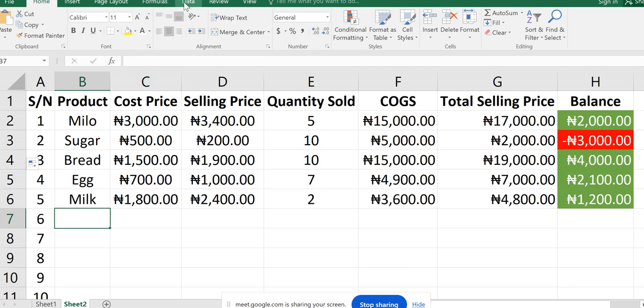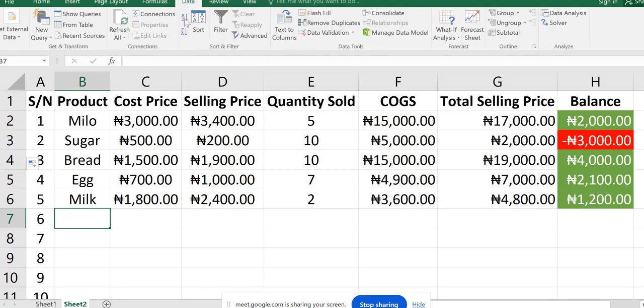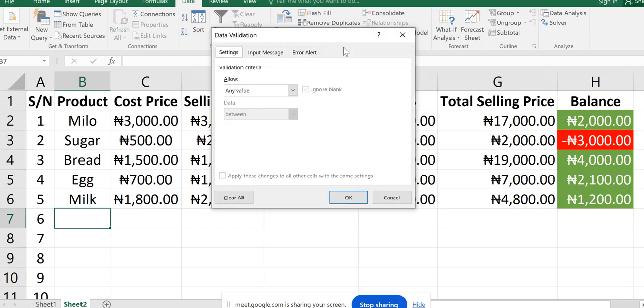So you come to your data here. You see your data, you come to data. Now, under data, you will see data validation. You can click on the arrow beside, then click data validation. When you click on data validation, this quick toolbox will be displayed. On this toolbox, you click on Allow, where you have Allow underneath. You click on it. You will see List. You click on List. You make sure these two are checked.